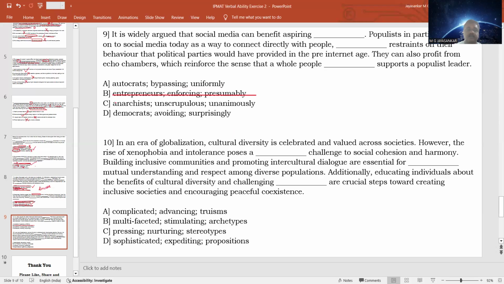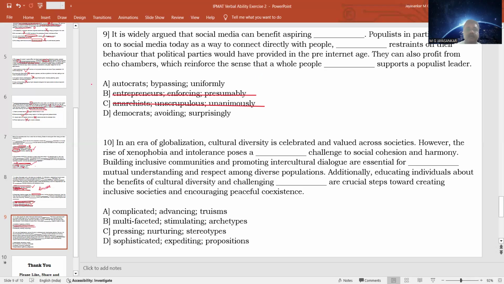Unscrupulous is not correct. Unscrupulous means without any ethics or without any scruples. So this is not correct. We have to find a word that means bypassing or overcoming. So avoiding is correct, bypassing is correct. So we are left with two options, A and B. So either autocrats or democrats can make use of social media to connect with the people directly, bypassing the restrictions that political parties would have provided in the pre-internet age.